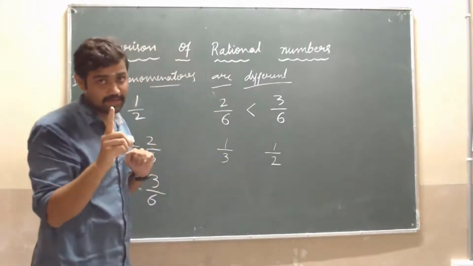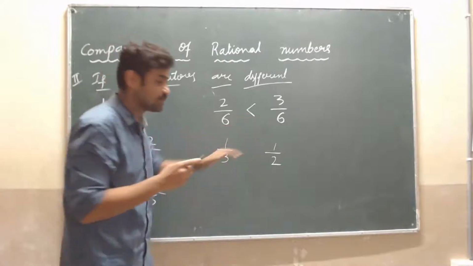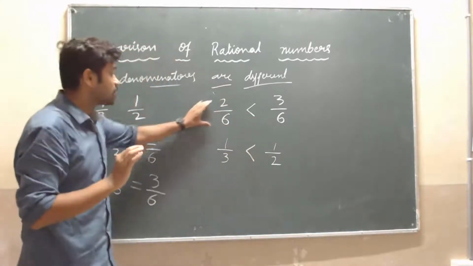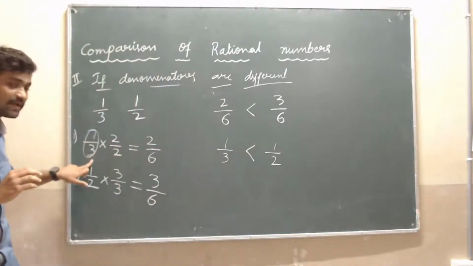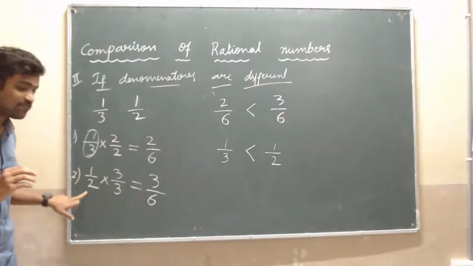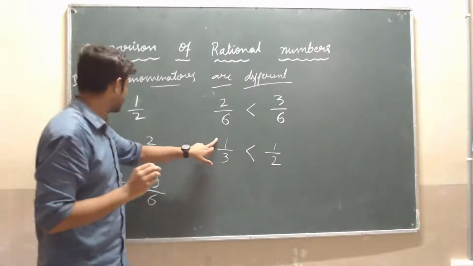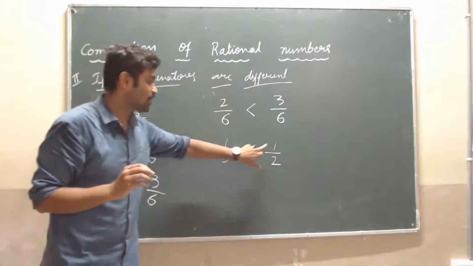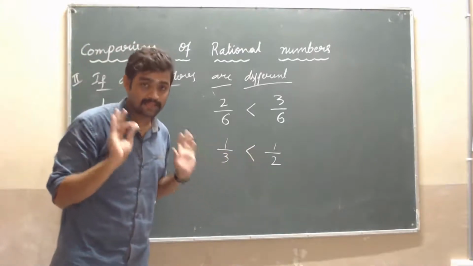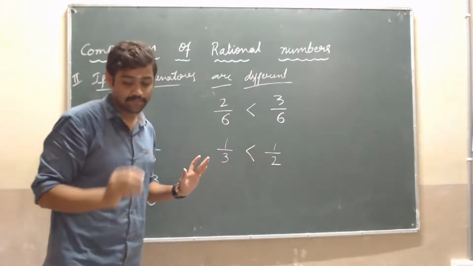Okay. Then as it is, we will leave this one. Why, sir? Because 2 by 6 is the answer of 1 by 3, and 3 by 6 is the answer of 1 by 2. That is, we can write it here: 1 by 3 is smaller than 1 by 2. Did you understand? Yes? Okay.